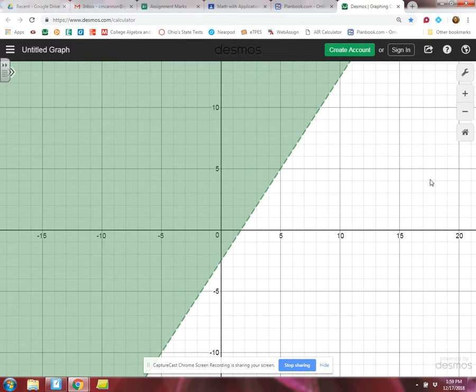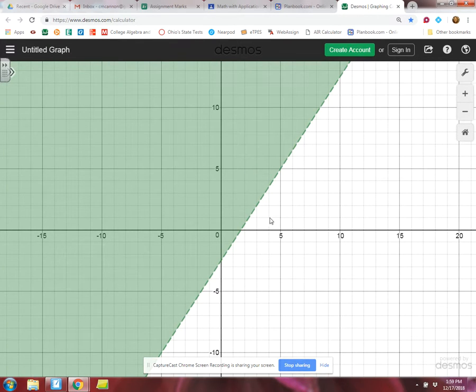Can you guys tell me the first ordered pair that I had you check for this one? 4, -4, which would be down there. Did we say yes or no to that point? No, because it's not in the shaded area, is it? Okay, what's the next point? 3, 5 would be right here. Did we say yes or no to that point? Yes, because it's in the shaded area.